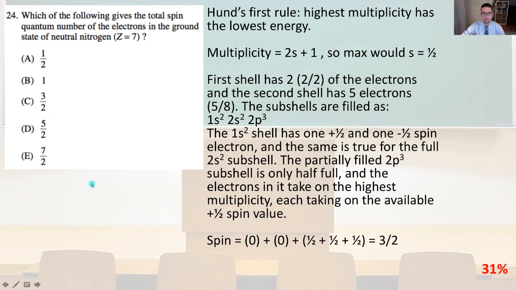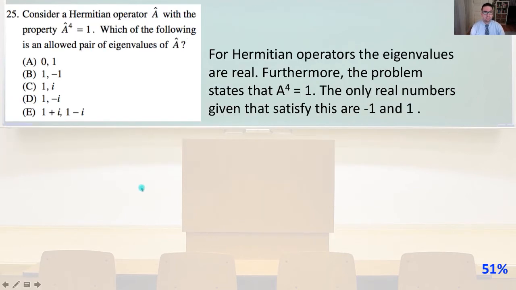It's all coming from that 2p3 subshell, and so that is answer C. Number 25. Consider a Hermitian operator A hat with the property A hat to the 4th equals 1. Which of the following is an allowed pair of eigenvalues of A hat?